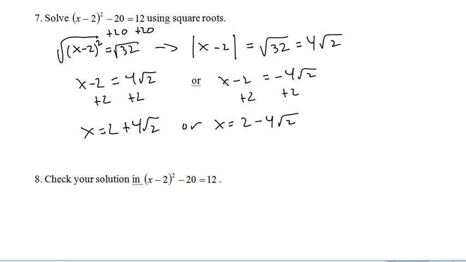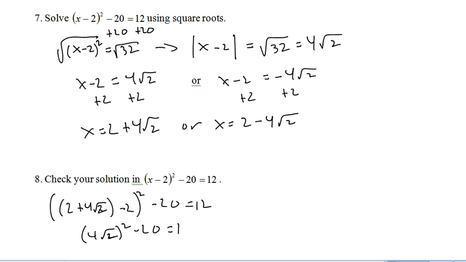Okay, let's check our solutions in the original. 2 plus 4 root 2 minus 2 is just 4 root 2. And 4 root 2 squared is 32, so we get 32 minus 20 equals 12. We're good.